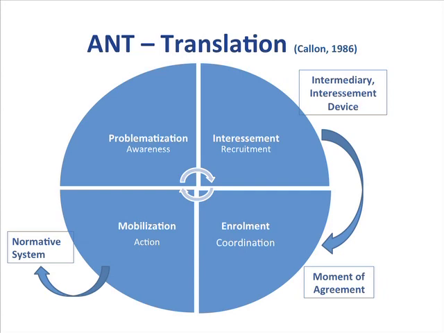In sociology, we tend to focus on human actors and what role they can play in facilitating conflict, coming up with normative systems. In ANT, the environment can actually play a role as well as an intermediary, or because this came from a French researcher, intéressement device that sort of drives the process through to an agreement process. So Callon theorized that there are 4 different stages for innovation or for collaboration as well.